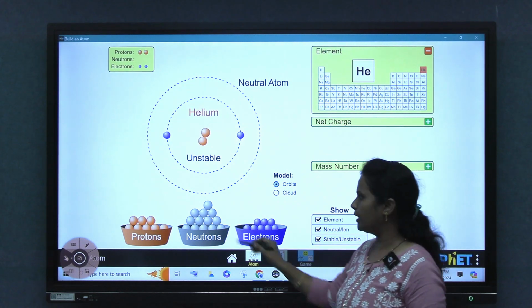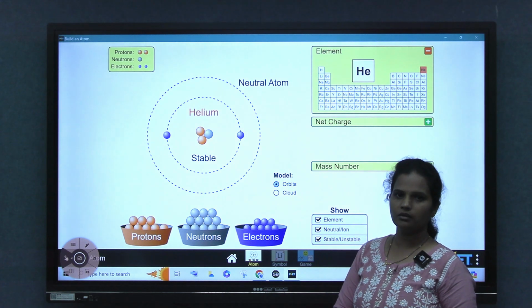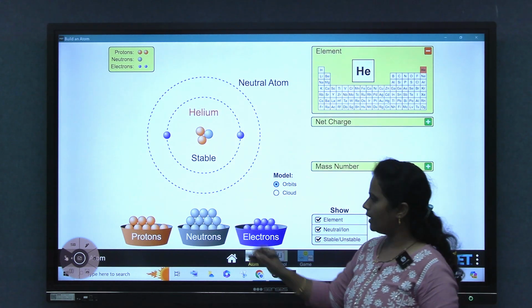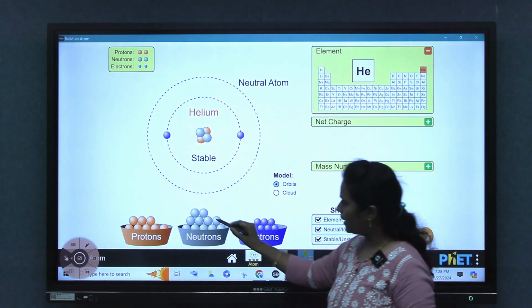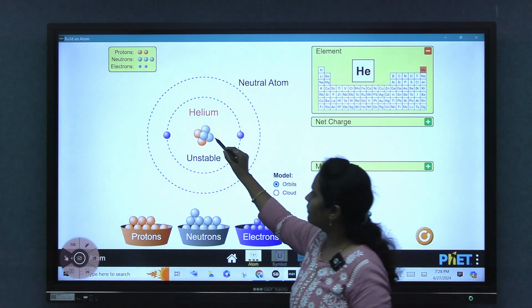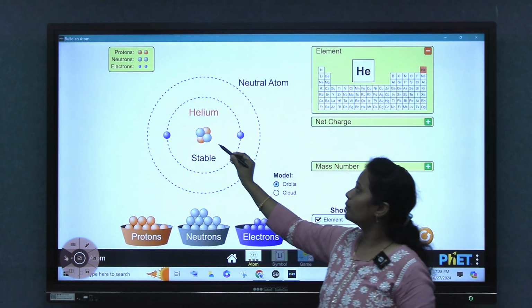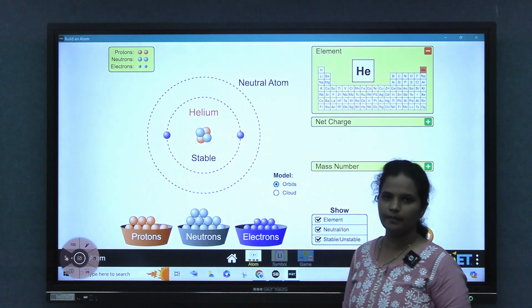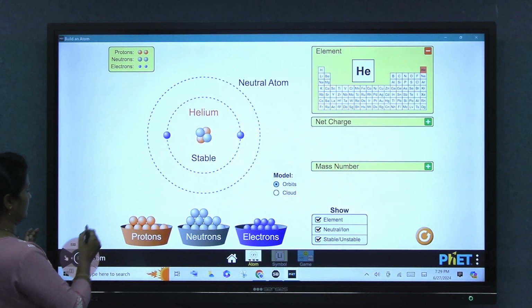To attain stability, now I am going to add one neutron. Now it became stable. Let us take one more neutron. It is also stable. Let us take one more neutron. Now again it became unstable. If I remove one neutron, now how many protons and neutrons are present here?